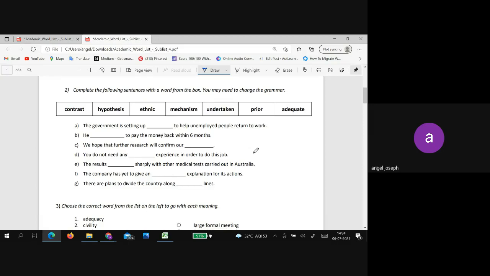The government is setting up dash to help unemployed people return to work. The government is setting up something. So what is the government setting up? Government contrast ano set up cheyane alla. Contrast is something which is quite the opposite, black and white. Adana contrast. She is good, he is evil. That is contrast.